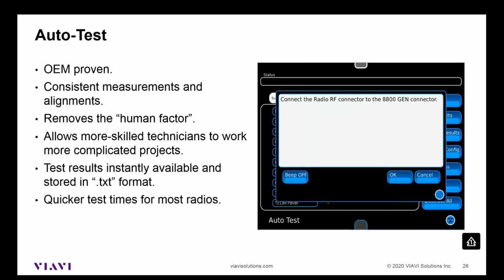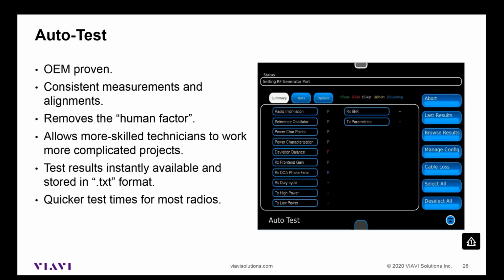Autotest provides quicker test times in most cases. And I've talked to customers over the years who will tell me that they don't need Autotest because they can test their radios faster than any service monitor can. And when we talk about that, what we find is that we're not doing an apples to apples comparison. When I say that I can test and align this radio, the radio that we have hooked up right now is going to take about 10.5 minutes to go through a complete alignment, complete test.